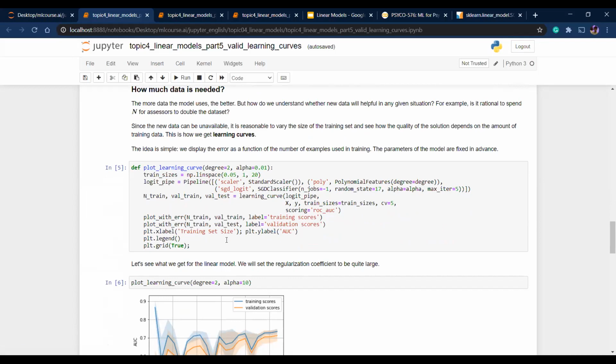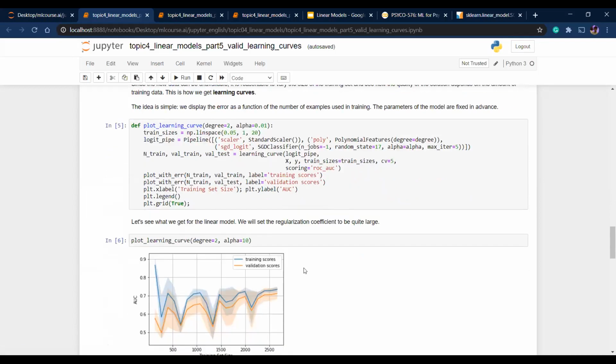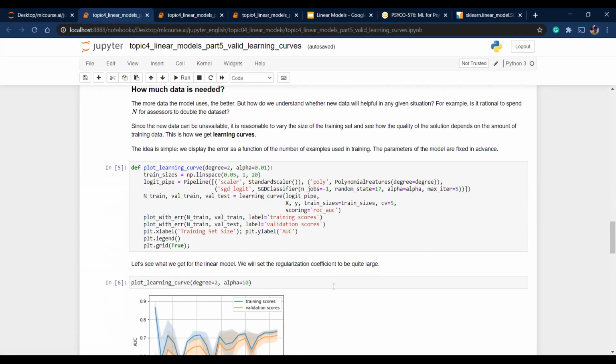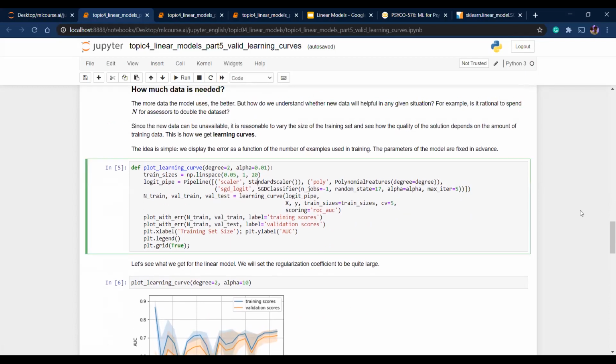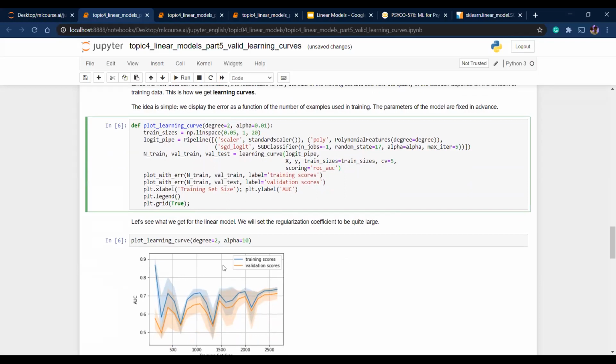So how much data is needed? This is a question where you can leverage the idea of learning curves, to assess whether you need more data, or whether adding more data helps you get a better model, or does not. Okay, so I'm just going to run this function. It's nothing but the same thing, the pipeline, and plotting the learning curve with some extra things like the legend and all that stuff.